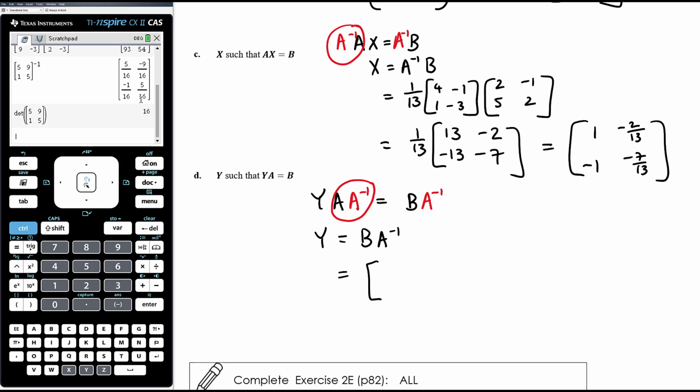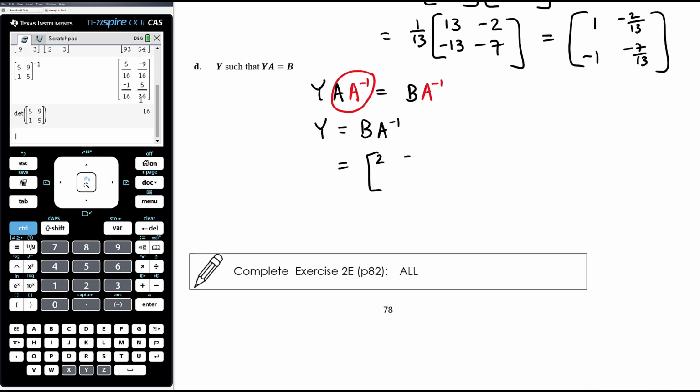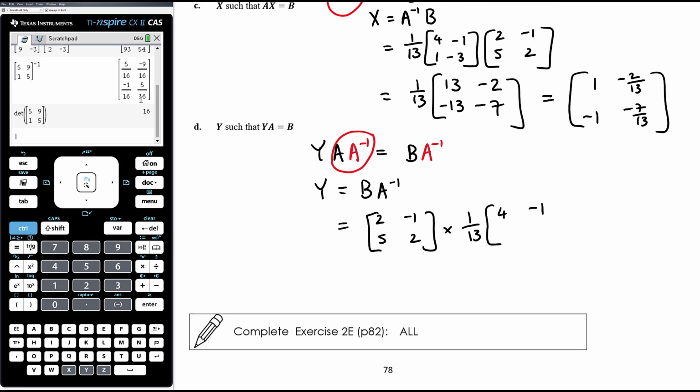Which means b, which is [2, -1; 5, 2], yep, [2, -1; 5, 2]. I'm going to multiply that by the inverse of a, which is 1 on 13 times [4, -1; 1, -3]. Now once again, when we multiply by the number, it doesn't matter when. So actually, it's easier just to set that at the front. Again, focus on multiplying together the two matrices, and then we'll worry about the 1/13 at the end, or not worry about it. So we're just going to do the matrix multiplication.